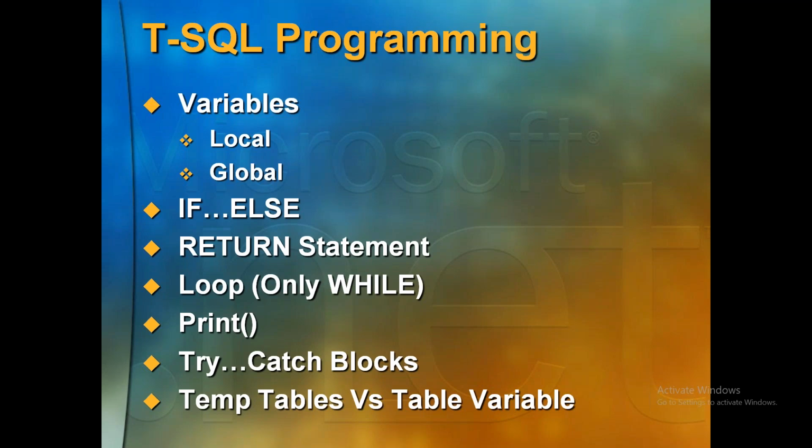We had seen how to use local variables, and we also discussed what global variables are, and different conditions like if else. And we'll see some more things today: how to use the return statement, how to use loops, how to use a print function, and what try catch blocks are. Everything we're going to discuss one by one. And what is a temp table and table variables. Already you know what a temp table is, right? So let us understand what a table variable is and the difference between these two. You should know how to use all these things as part of your stored procedures.